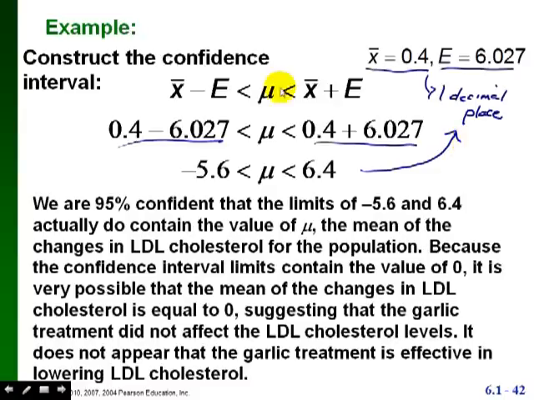But what this tells us, because our confidence interval actually has a negative number for a lower limit and a positive number for an upper limit, that means again that our population mean could be anywhere in between those two. Since 0 is in between those two, what that means is that the population mean for the changes in the cholesterol could actually be 0. And that suggests to us that the garlic treatment probably is not effective.